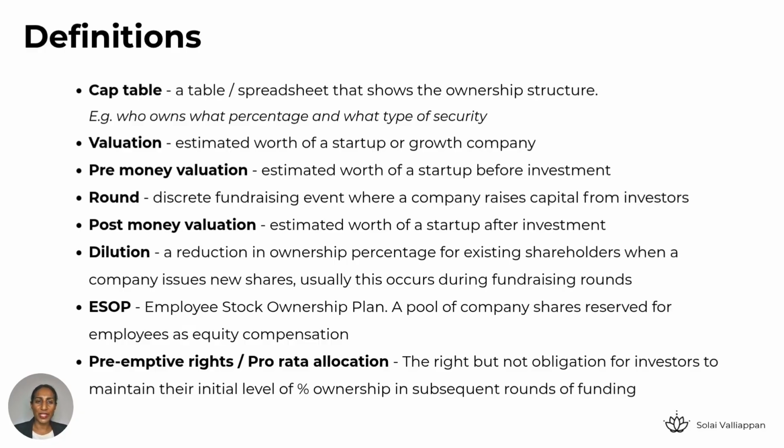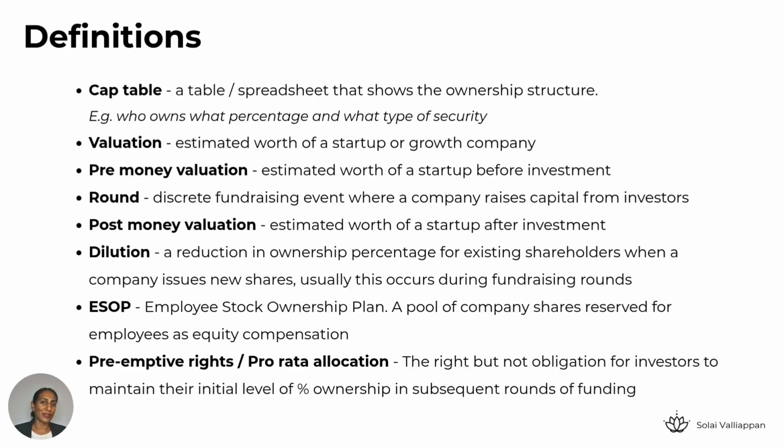We've got the cap table, which is a table or a spreadsheet that shows the ownership structure. Essentially, this shows who owns what percentage and the type of security as well. Then we have the valuation. This is the estimated worth of the startup or growth company. And we can then break this down into a pre-money valuation and a post-money. So a pre-money is what you estimate the startup to be worth before investment.